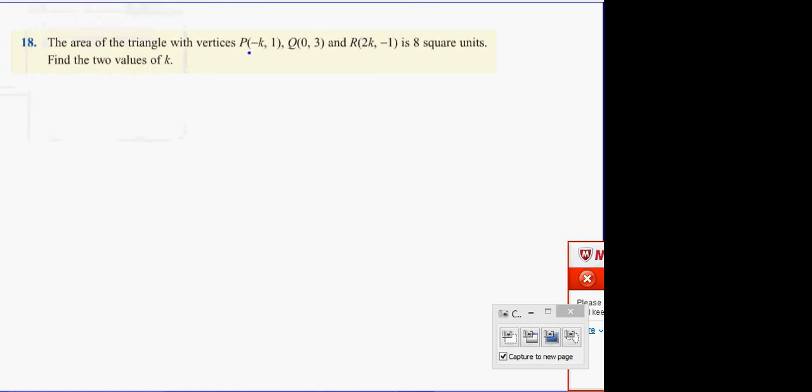The area of a triangle with points P, which is (-k, 1), Q, which is (0, 3), and R, which is (2k, -1), is 8 square units. Find two values of k. First of all, write down your formula, because this is the exercise we're in. It's the area of a triangle formula. Whatever this is, its answer has to be 8.